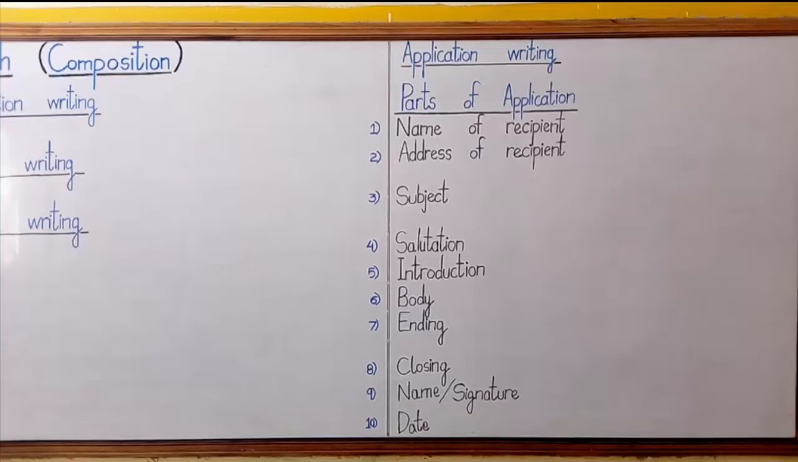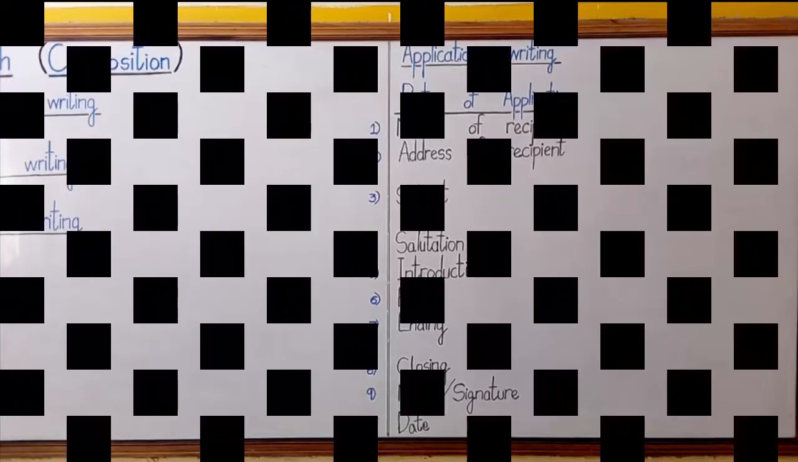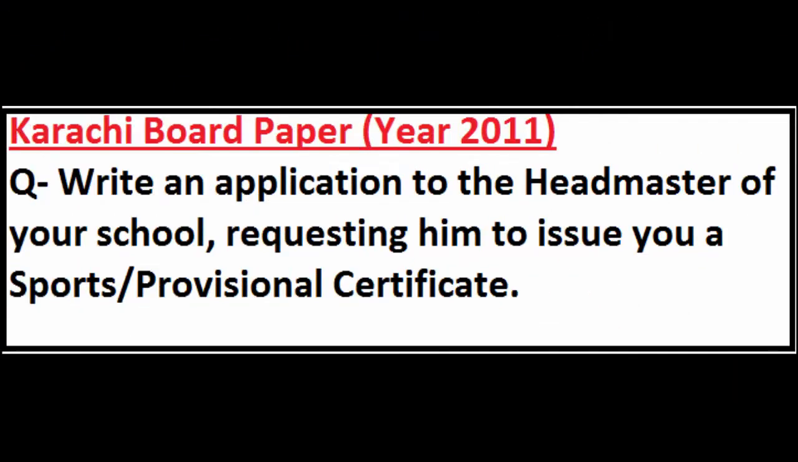I hope you remember, I told you in the last lecture that we will be covering the topics of application writing from the last 10-year papers. In the series of that, this is the first year, it is 2011. And the topic of this application writing is, write an application to your headmaster requesting him to issue sports or provisional certificates. Here you are with a sample application writing.